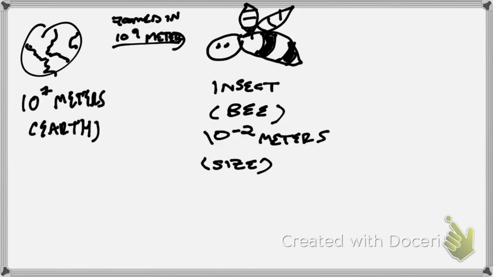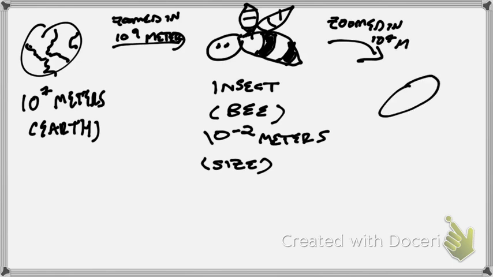And from there, let's just say we zoomed in another 10 to the 8 meters. All right? And now we're looking at an atom. We're looking at an atom and its electron shell. And overall, the atom spans across its electron shell about 10 to the negative 10 meters.